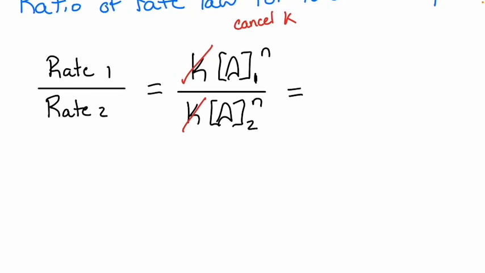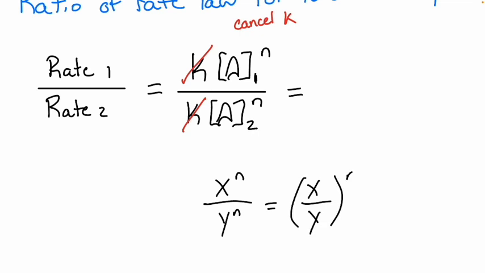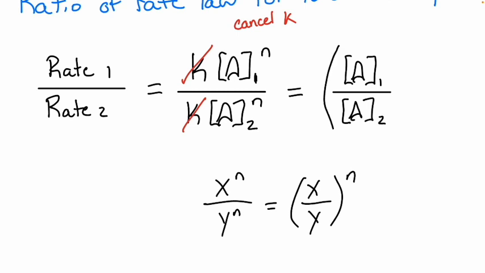All right, the other thing that we're going to take advantage of is some algebra here: the fact that x to the n divided by y to the n is the same thing as x over y, all to the power of n. That'll let us bring that exponent out. So all of this is going to be equal to the value of A at that first data point divided by the value of A at that second data point, all to the power of n.